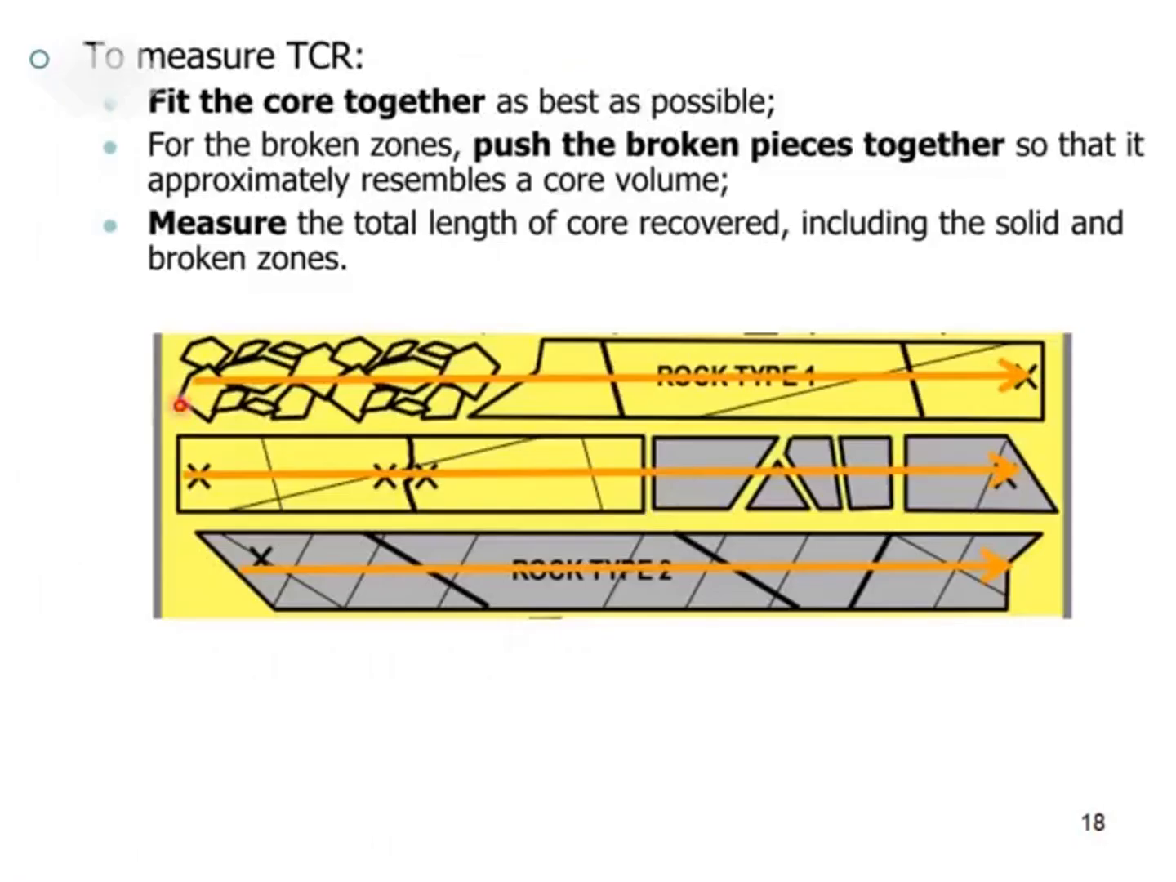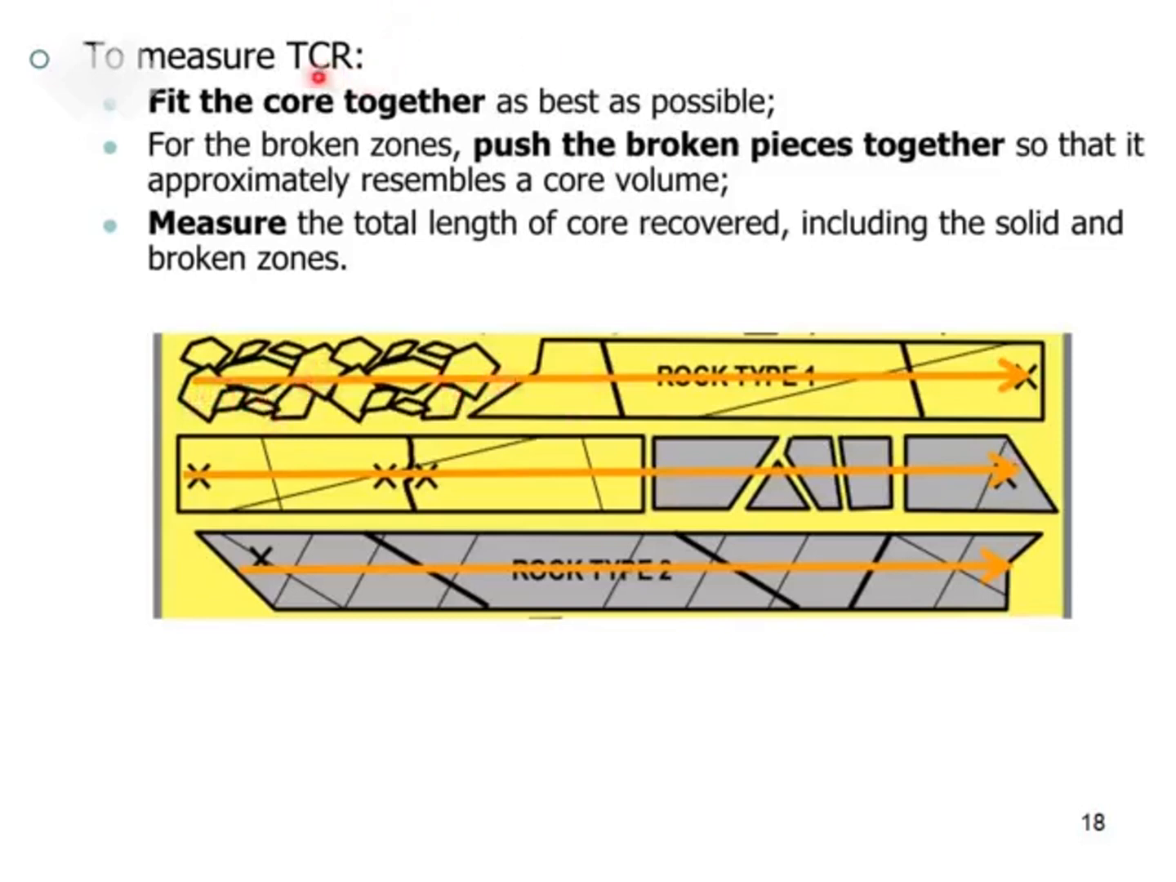Okay, how to get total core recovery? For example, let's say this is your coring sample. This is sample 1, and for example this is sample 2. Maybe due to the vibration, some of your sample will be in broken pieces.